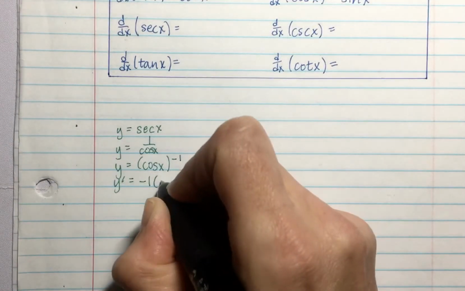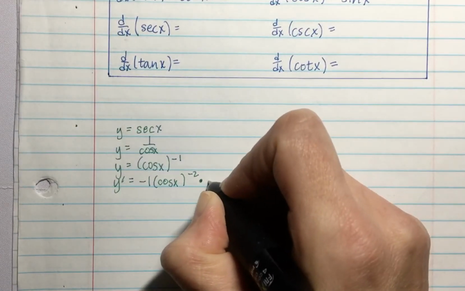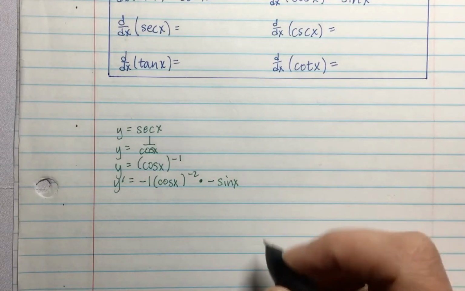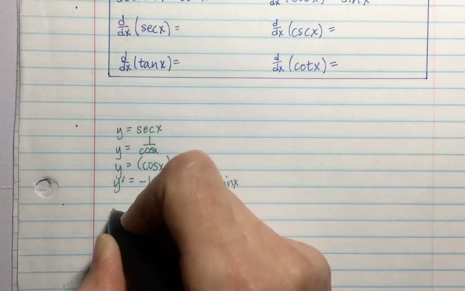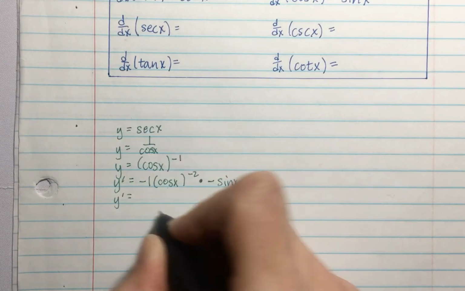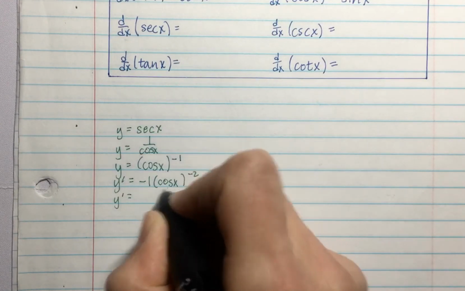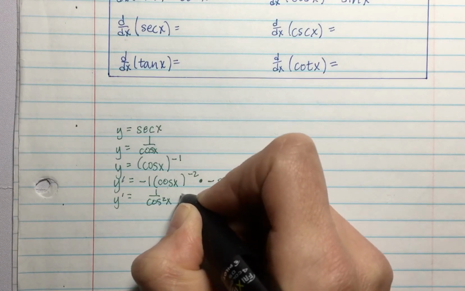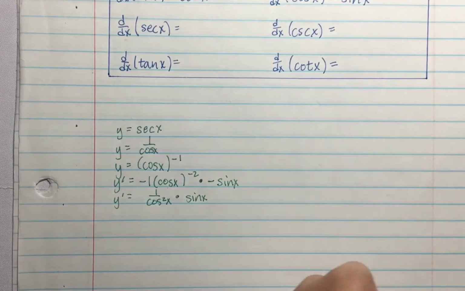So deriving this guy, we have derivative of the outside, so the -1 to the -2. Now we keep the inside the same, cosine x, and then times derivative of the inside. So derivative of cosine x is negative sine x. So rewriting this, y prime is, first of all, negative times negative, that's positive. And so I just have 1 over cosine squared x times sine x.